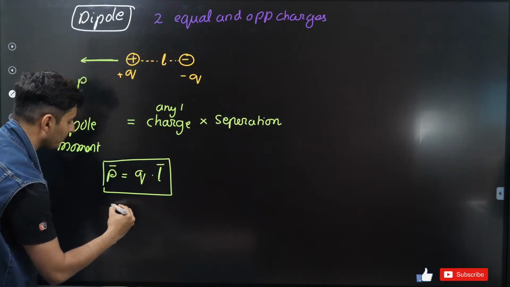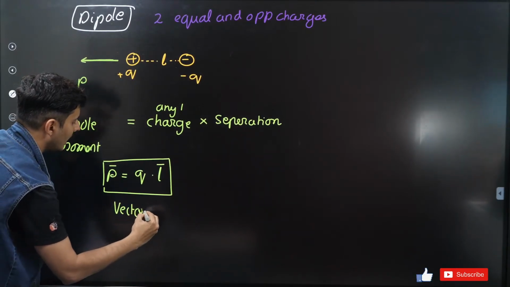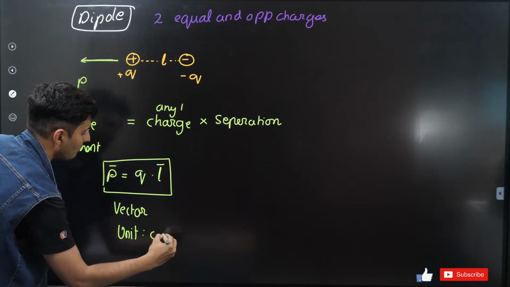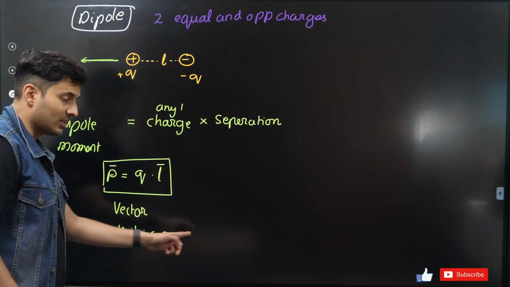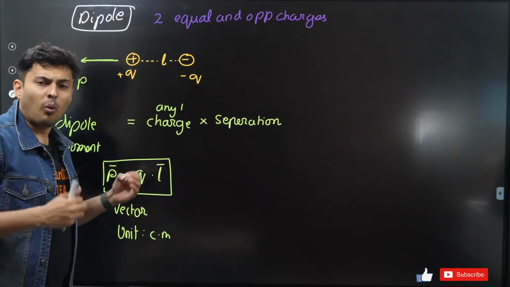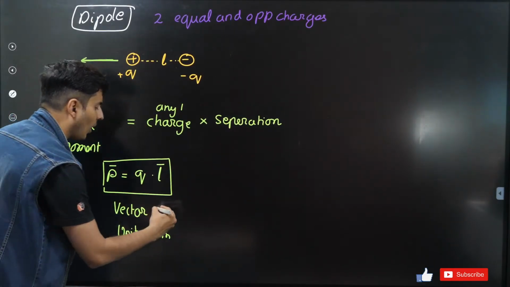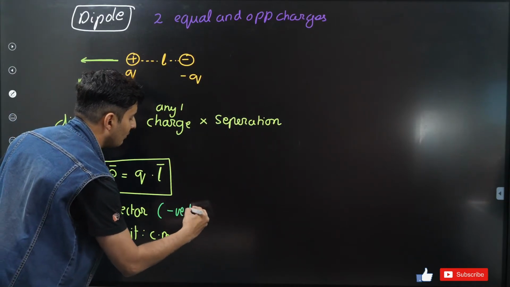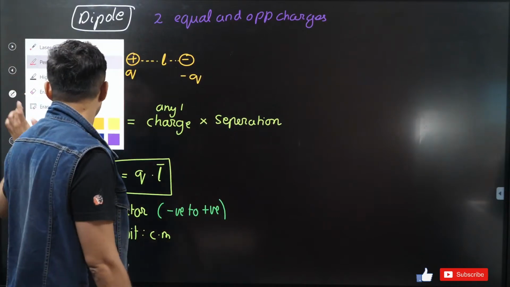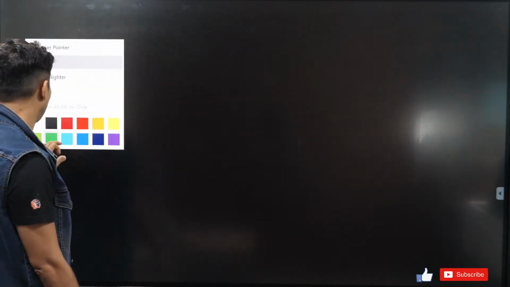Please remember that this is a vector quantity, and the unit will be coulomb into meter. Coulomb meter is the unit. It's not centimeter, it is coulomb into meter. And when I say it's a vector, what is the direction of the vector? It always goes from negative to the positive. Very, very crucial.